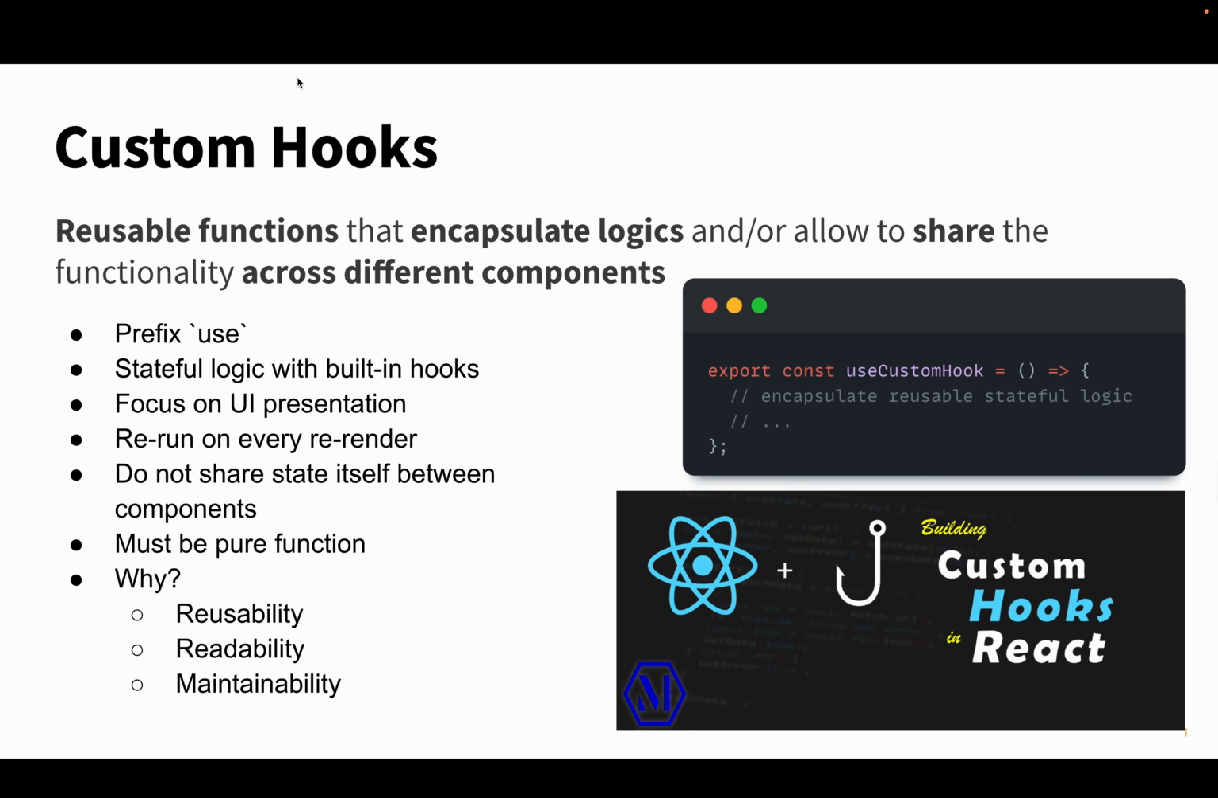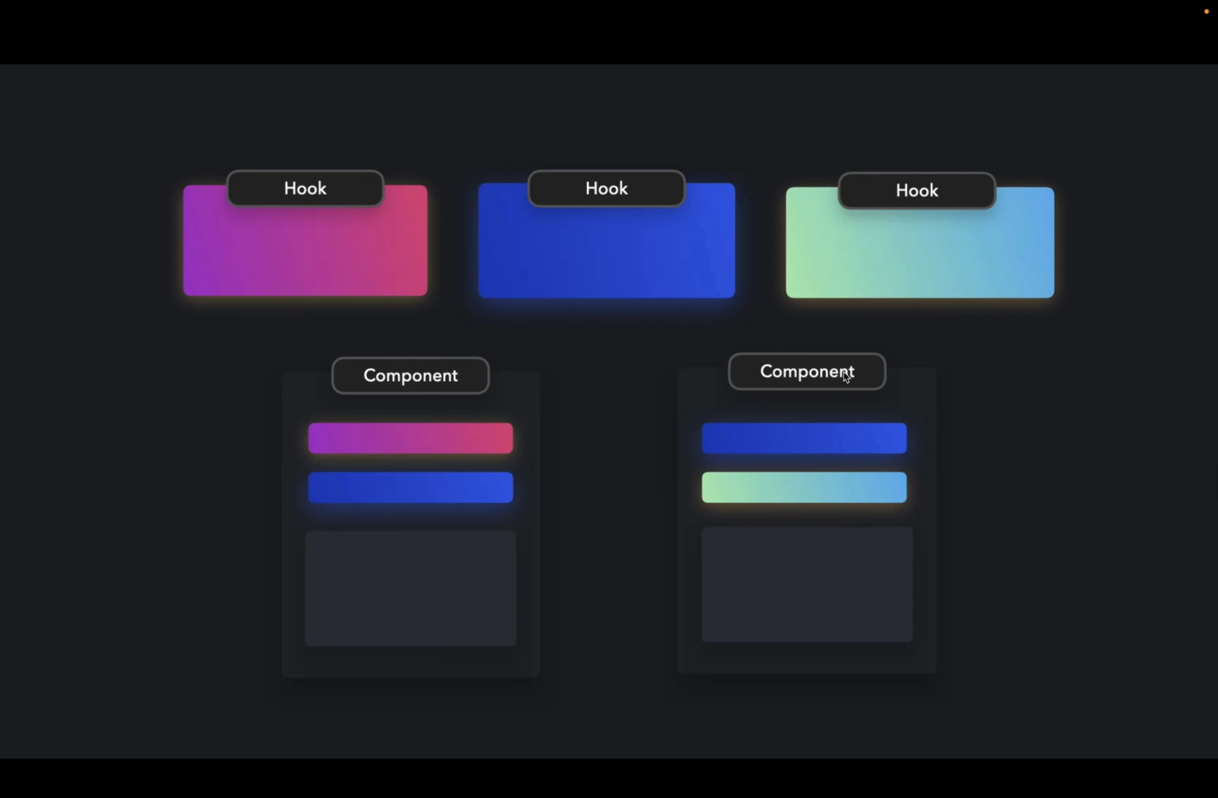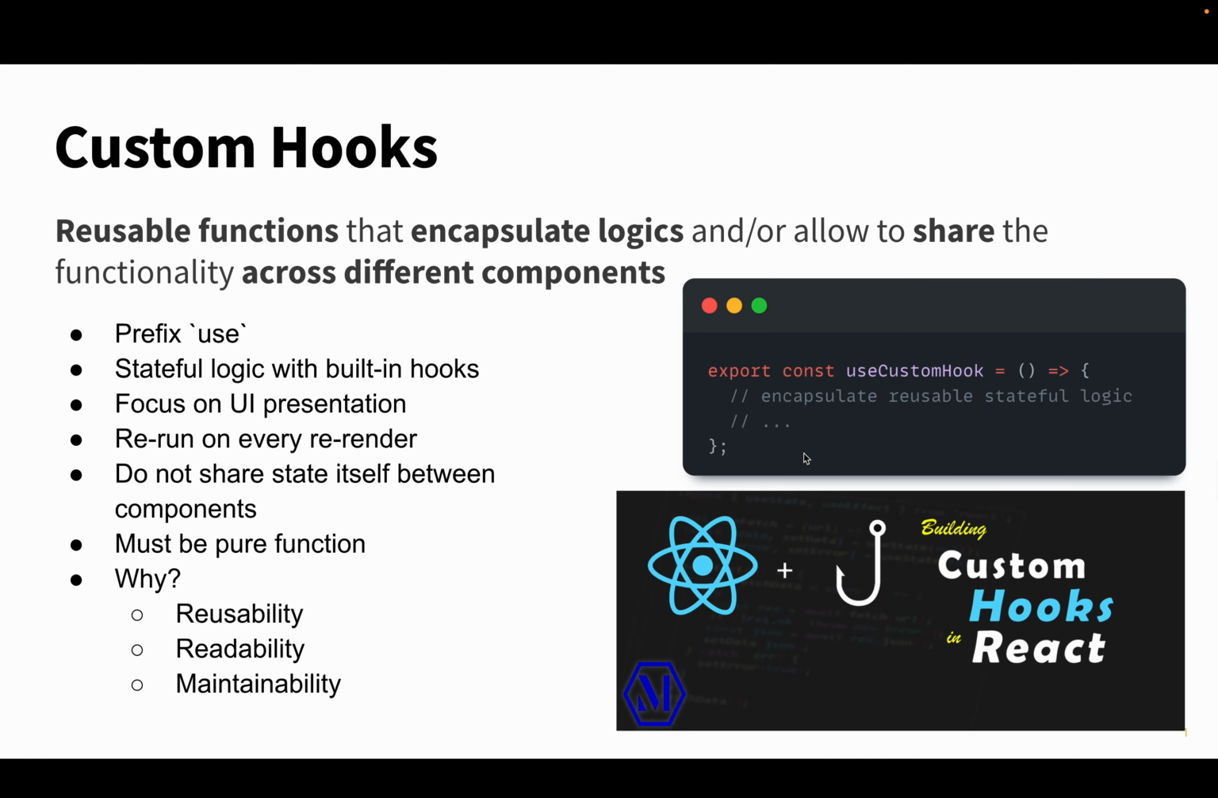A custom hook is, at the end of the day, a reusable function which encapsulates logic and allows us to share the functionality across different components. If you look at the image here, we have hook 1, 2, and 3, and component 1 and 2. You probably haven't noticed that hook 2 is being shared in component 1 and 2, which means the encapsulated logic inside of hook 2 is being shared in component 1 and 2. Let's go back here. Some people might be asking, what are the differences between other helper functions and these custom hooks?